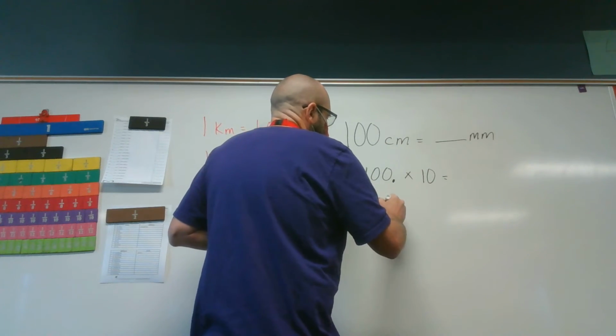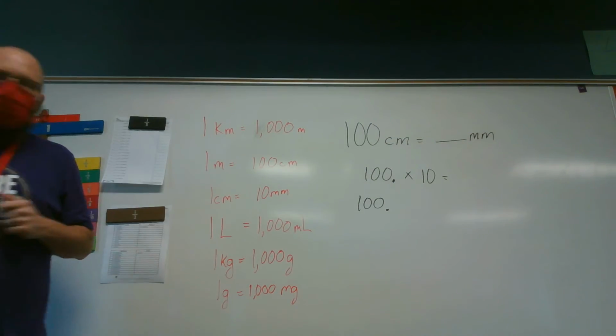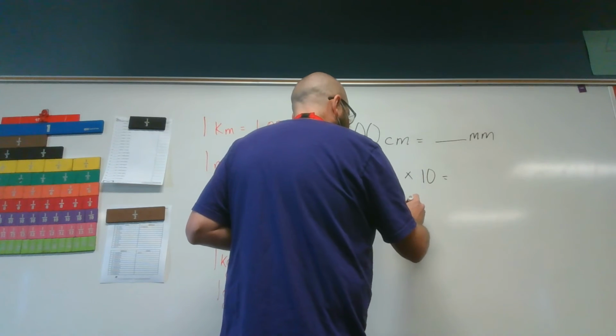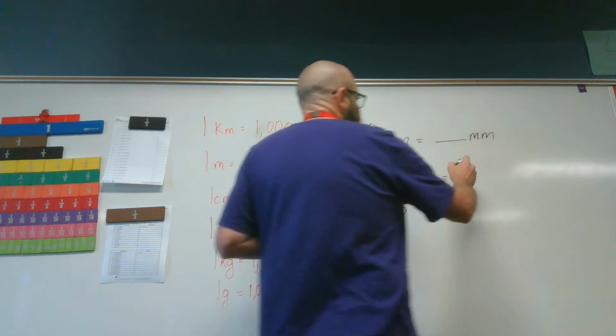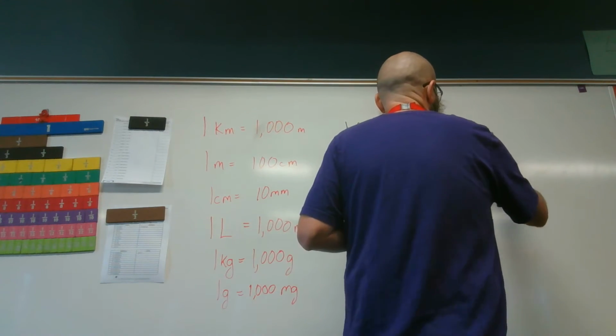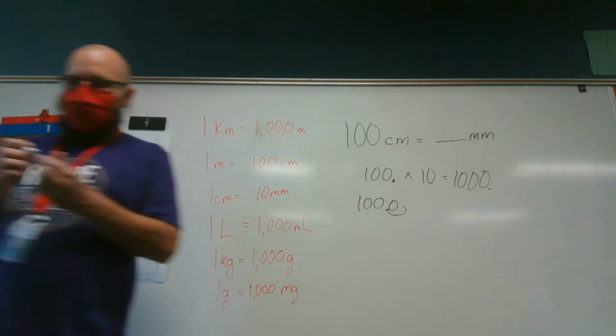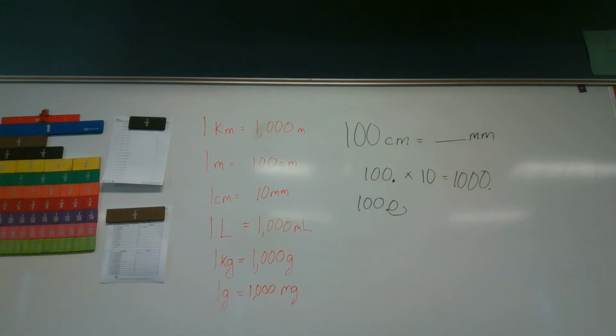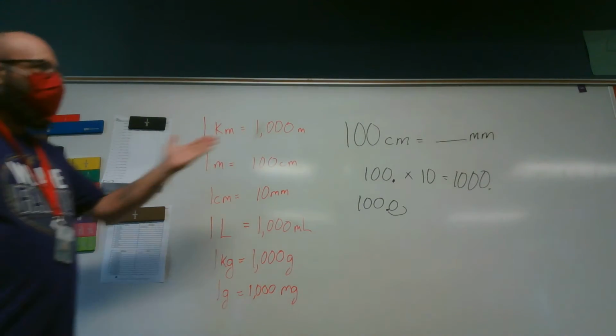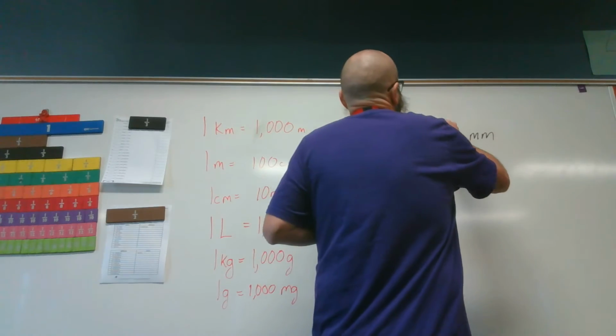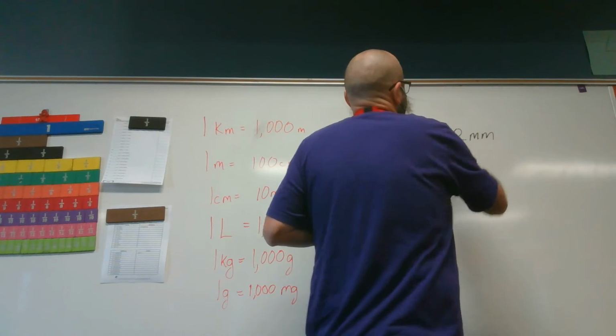So I have the number 100. I need to move the decimal point over to the right, which means I have to add a 0. And I can put that decimal point in, or it'll probably not be shown, because usually with whole numbers, they don't show the decimal point. So 100 centimeters equals 1,000 millimeters.